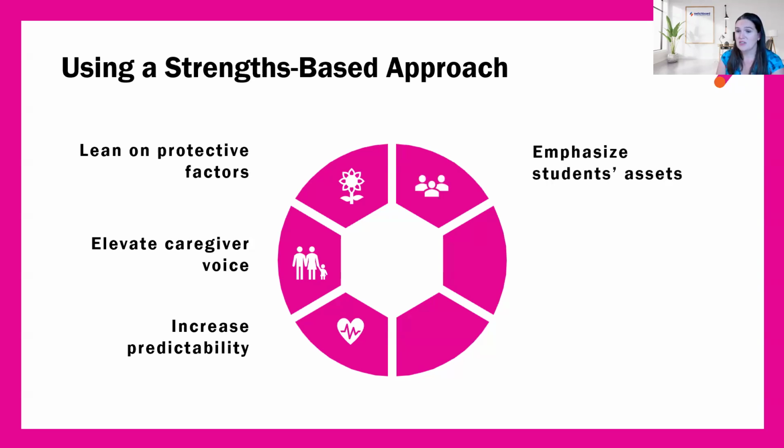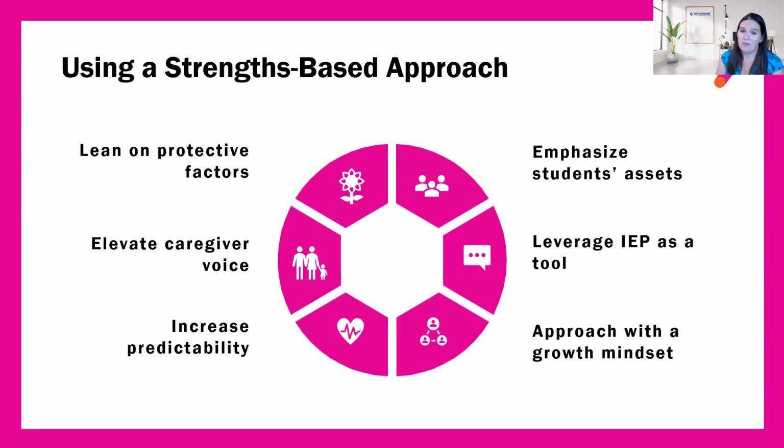We want to emphasize the student's assets. Every child has strengths, and families want to know that schools and service providers understand that. Leveraging the IEP as a tool will help the child use their strengths and reach their goals and ultimately see them make significant educational progress. And then lastly, we want to frame challenges as opportunities for growth, right? How can we use the current circumstances and leverage those circumstances to see improvement in that child's educational outcomes over time?